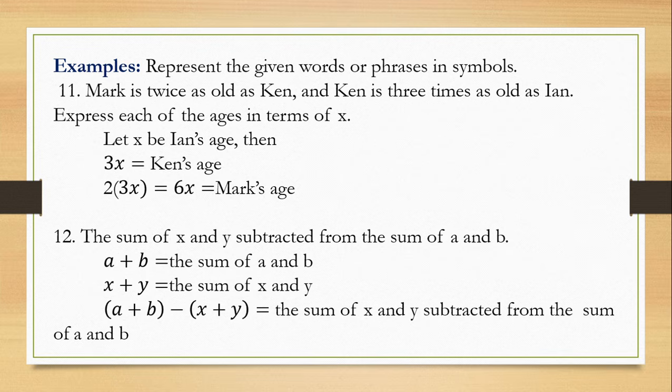So next, the sum of x and y subtracted from the sum of a and b. So a plus b will be the sum of a and b. x plus y will be the sum of x and y. So the phrase in symbols that we will write is the quantity of a plus b minus the quantity of x plus y. Because it says the sum of x and y will be subtracted from the sum of a and b. So that is what we will do.